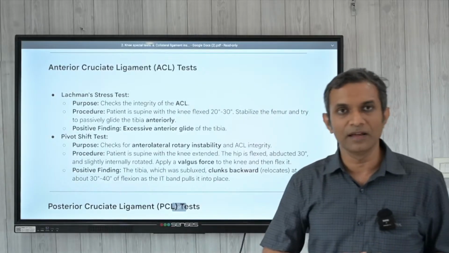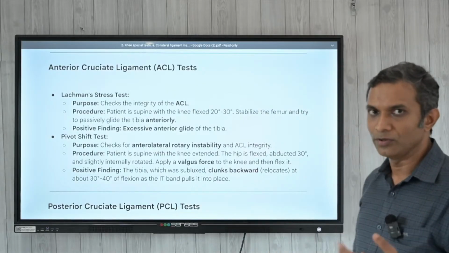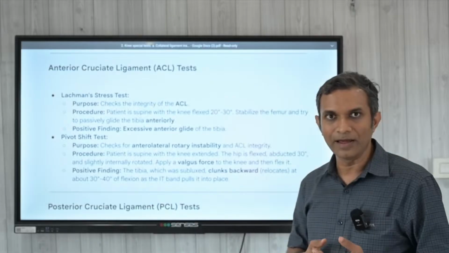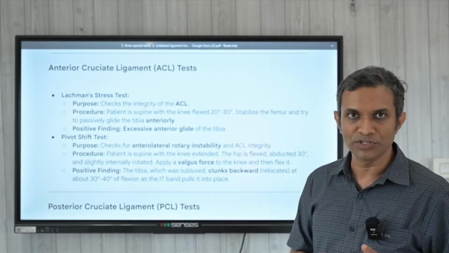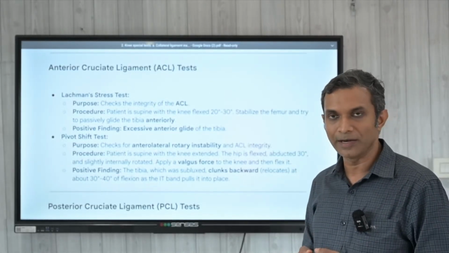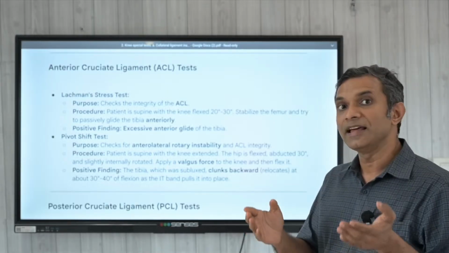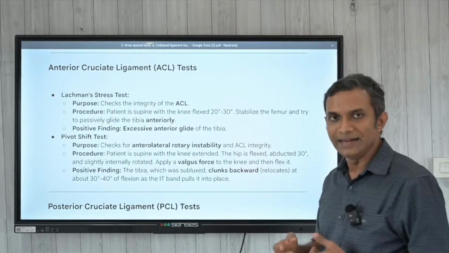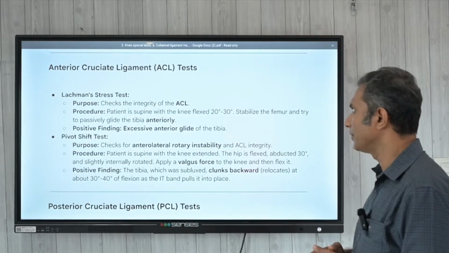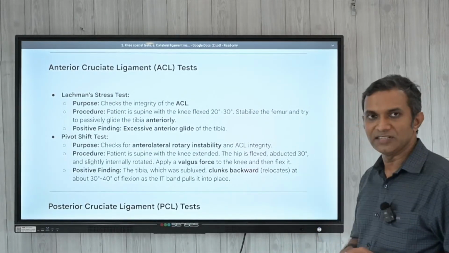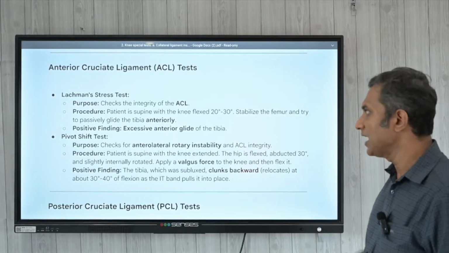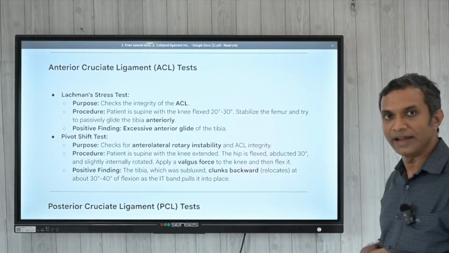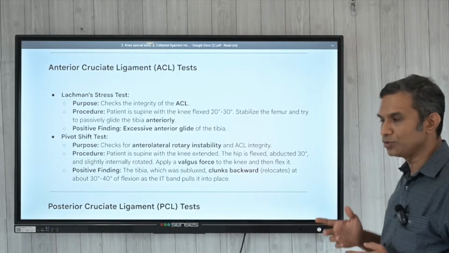Coming to the cruciate ligament test. We know that like the collateral ligaments, we have the cruciate ligaments, the anterior cruciate ligament and the posterior cruciate ligament. As the name suggests, they are cruciform, which comes in a crisscross manner. That's why the names anterior cruciate and posterior cruciate ligament. The first test is Lachman's test. This Lachman's test checks for the integrity of the anterior cruciate ligament.